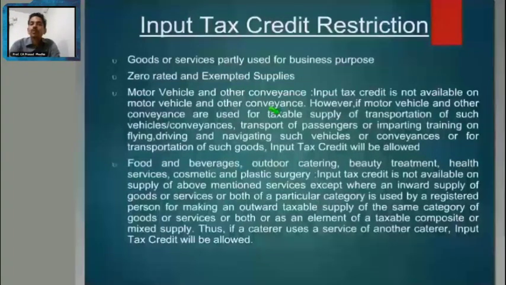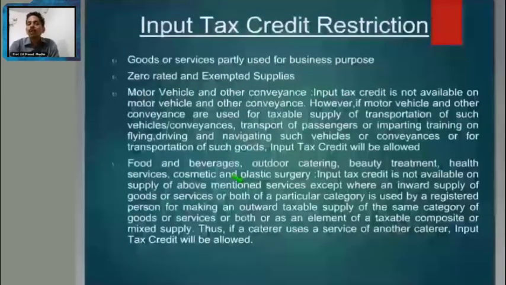Next is motor vehicles. Now, as far as motor vehicles are concerned, if you are supplying a motor vehicle or a conveyance, then you are not eligible for it. But there is a restriction that if I am into transportation business, or into imparting passenger training, flying, driving or navigation, or I am the person who is selling the cars or vehicles, for them the ITC is available. So if I am using it for providing services like transportation, then credit is not available. But when I'm using the vehicles for selling, then ITC is available.